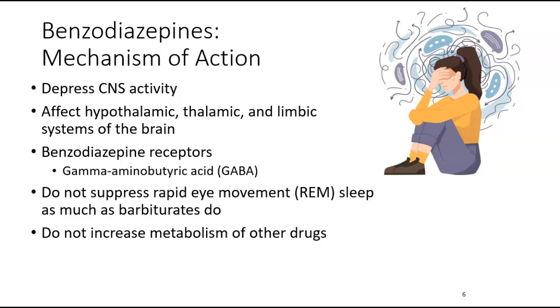All right, so benzos. Let's take a look at their mechanism of action. Benzodiazepines suppress our central nervous system. We do have benzo receptors, which we think are related to GABA. They don't suppress your rapid eye movement sleep as much, and they do not increase metabolism of the drugs. So this is what made them a bit favorable for us.